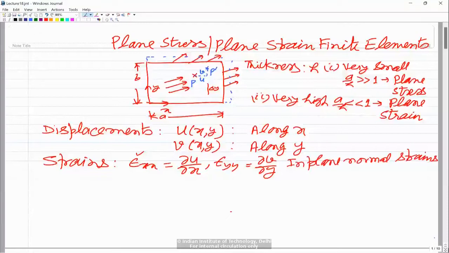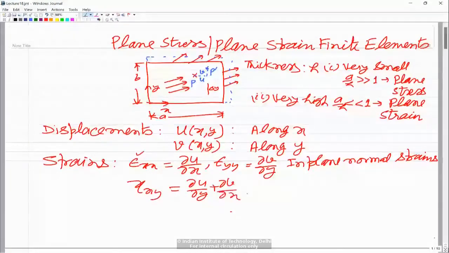Why in plane? Because they are in the plane of the structure, the plane in which the structure is lying. So these normal strains are in that plane, so they are referred to as in-plane normal strains. And then you will have shear strain, that is gamma xy. That gamma xy would be equal to del u by del y plus del v by del x. And this we call the in-plane shear strain.